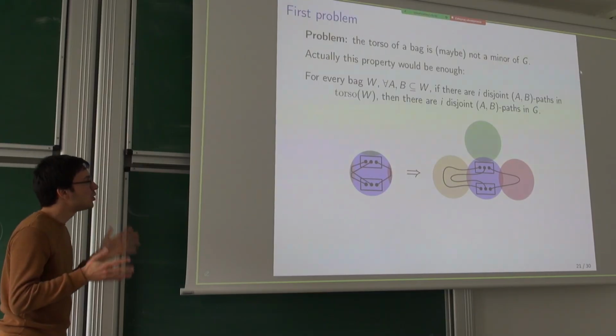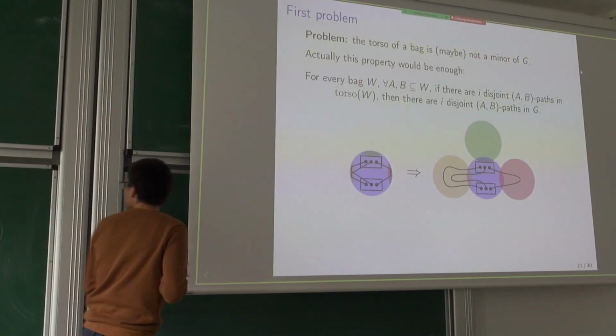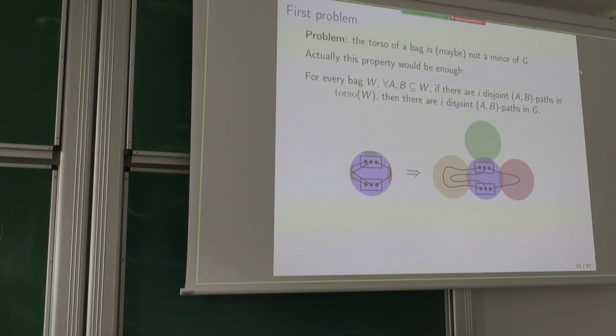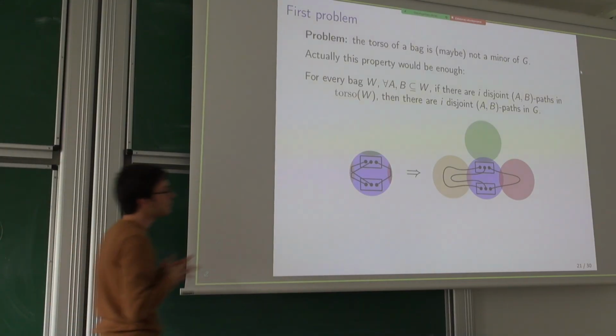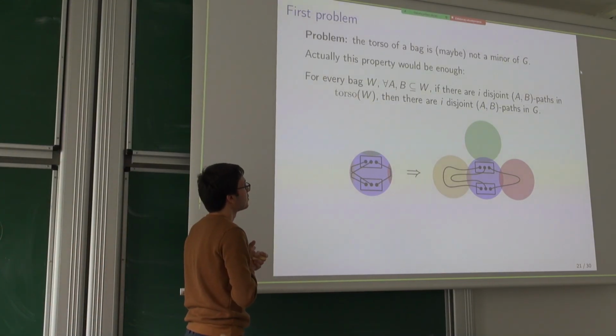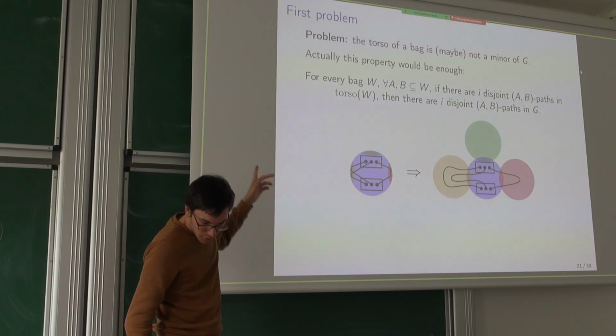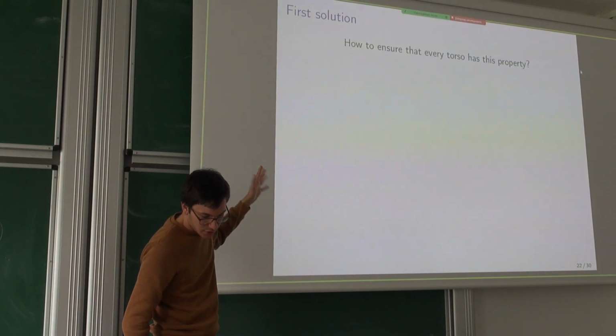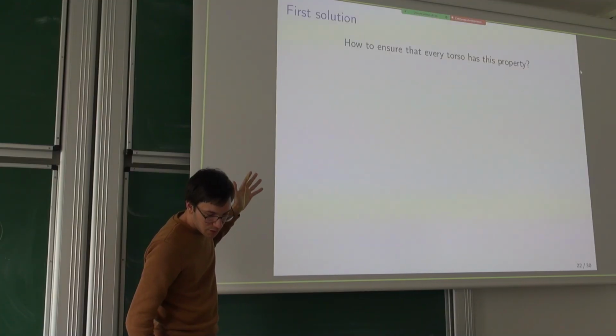Okay, so it's not a minor of the original graph, but the connectivity is not higher, and this will be enough for us because we'll, in the end, build our obstructions using k-division paths and a lot of connected subgraphs intersecting all of them. So if from k-division paths in the torso we can recover k-division paths in the original graph, it will be enough.